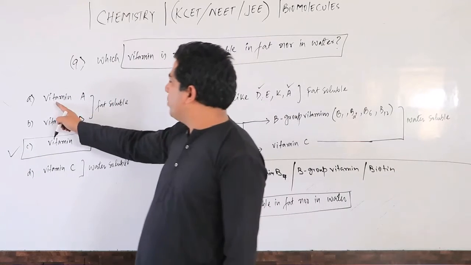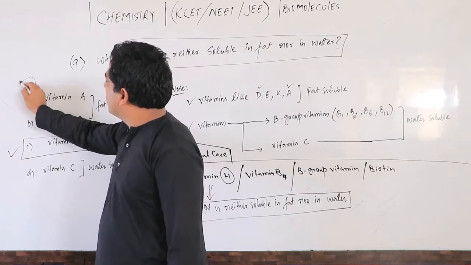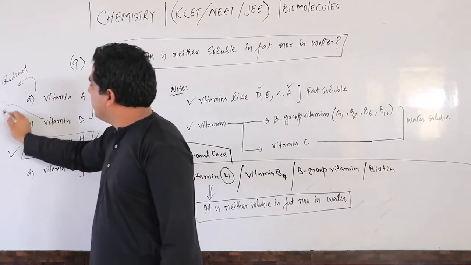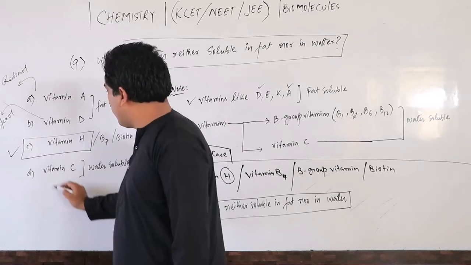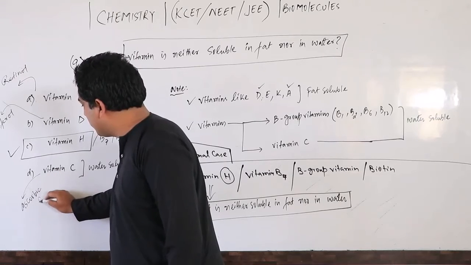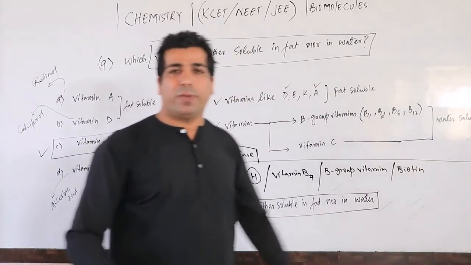And you know, everybody knows that vitamin A is also known as retinol. So this vitamin A is known as retinol. Vitamin D is known as calciferol, and vitamin C is known as ascorbic acid. These things we already know. Please remember that. Make a note of this.